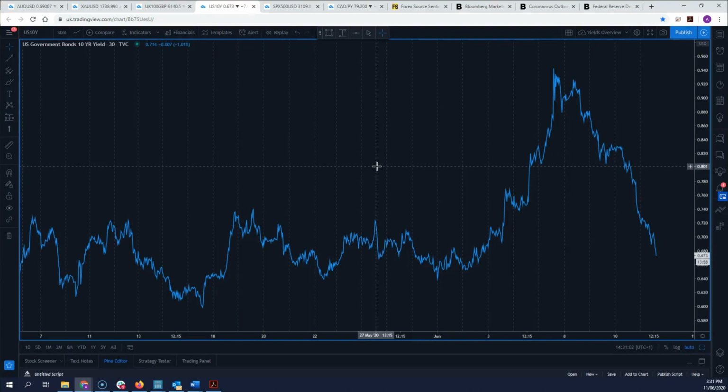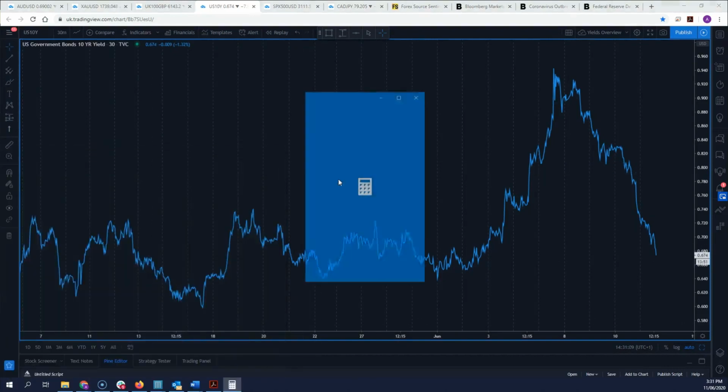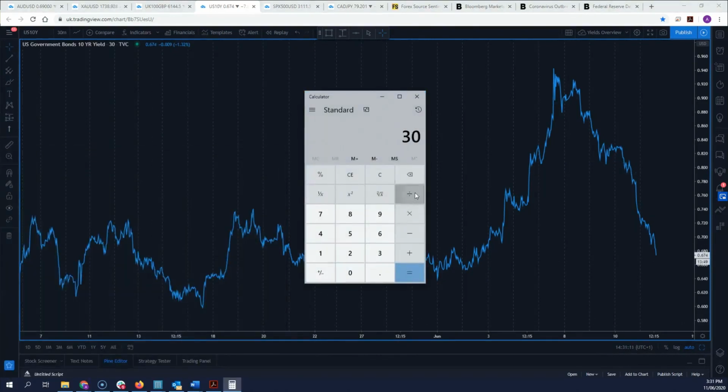Now, you can calculate the yield for that bond by simply taking the coupon payment, which is $30. So let's take $30 and you divide that by the price that you paid for the bond, and that'll give you your 3% yield. So from this, you can see that there is an inverse relationship between bonds and their yield.